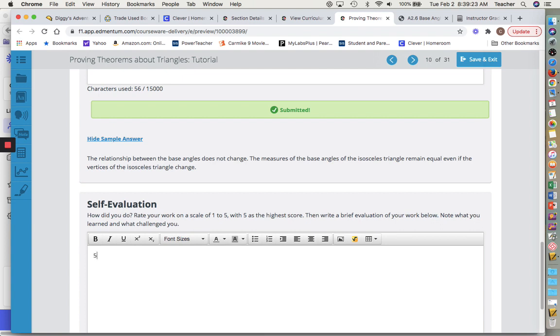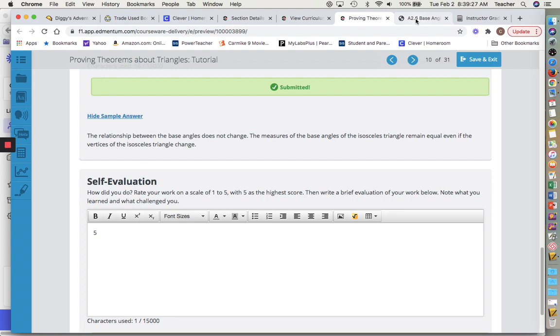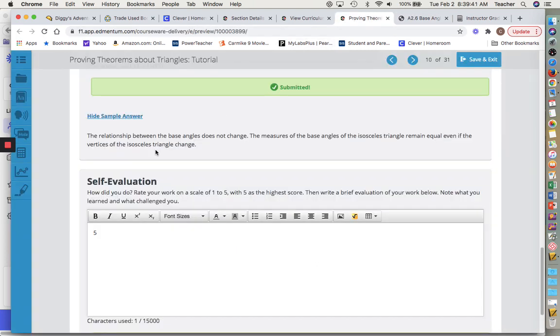All right, sweet. So the takeaway from this page 10 is that on an isosceles triangle, you've got two equal sides, two equal angles, and the angles that are equal are called the base angles. This one's called the vertex angle. All right, so that's it for page 10.